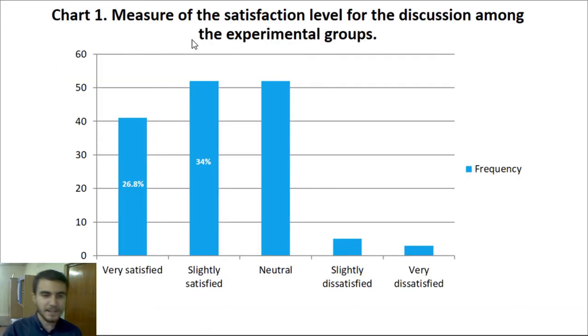Okay, now to the exciting part, the results of our study. In this chart, you can see this is the measure of satisfaction level for the discussion among the experimental groups. You can see that mainly the students were either very satisfied at 26.8% or slightly satisfied with the discussion at 34%. And this is a promising result because it means that if you implement this method in the curriculum, students would enjoy the experience.